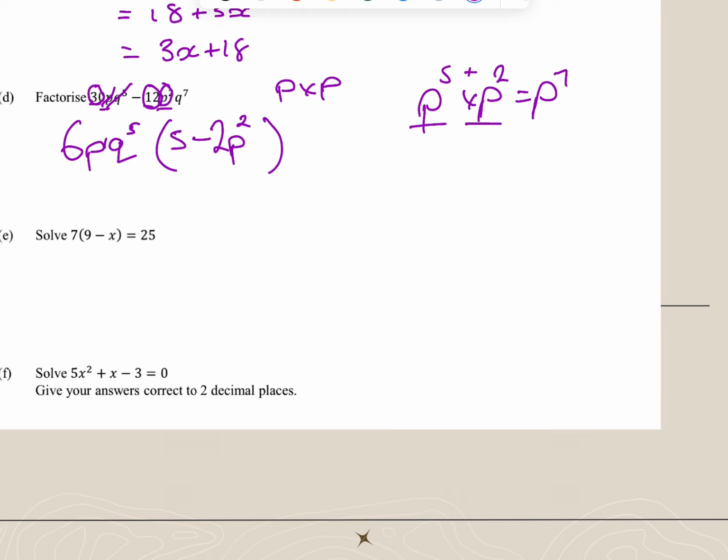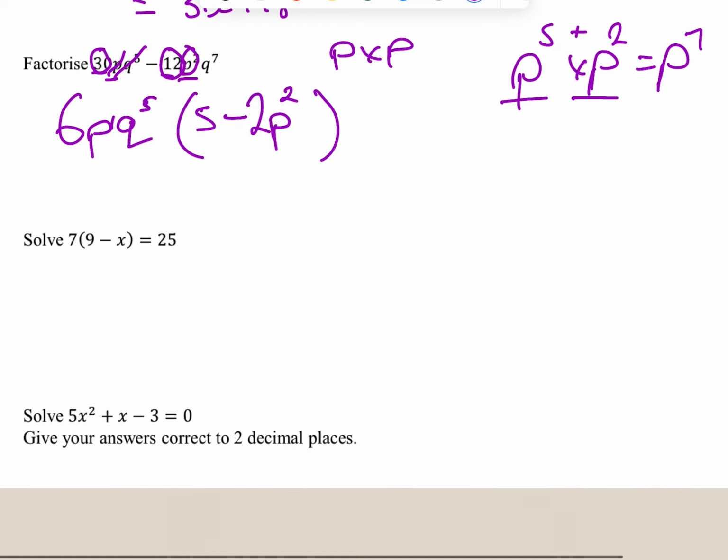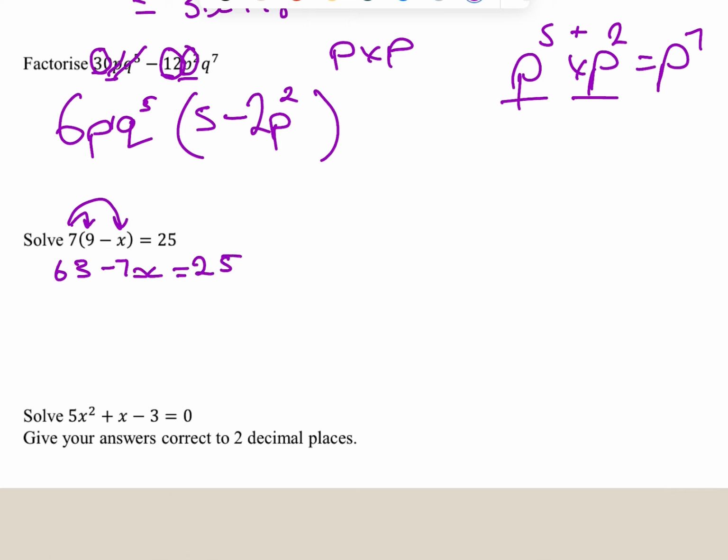So because 25 isn't divisible by 7 easily, I'm going to expand that bracket instead. So we've got 9 times by 7 is 63, 7 times by negative x, and then we have 25. We're going to subtract 63 from both sides because we like to keep it balanced. So what you do to one side, you do to the other. So 25 minus 63 is going to get us negative 7x is negative 38.